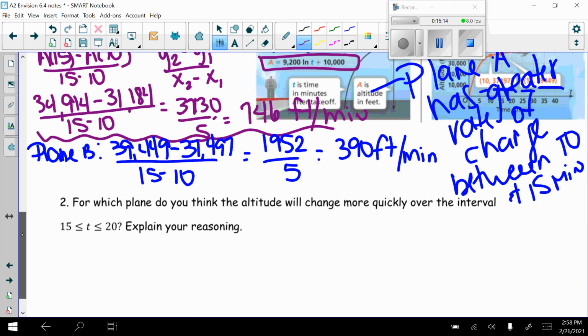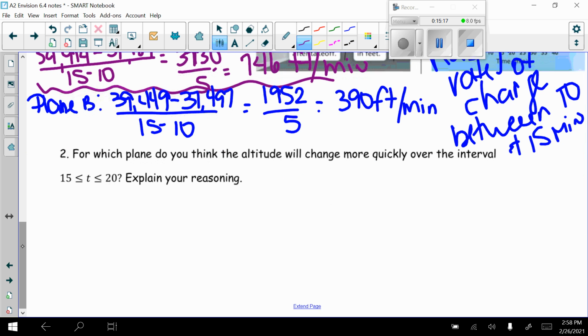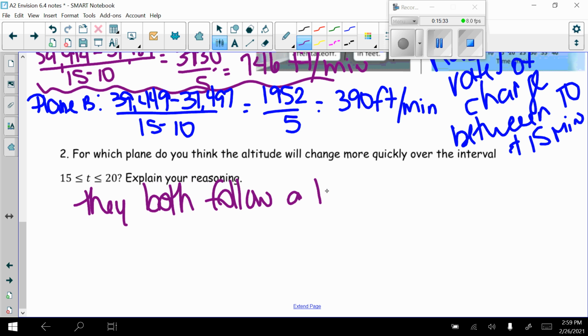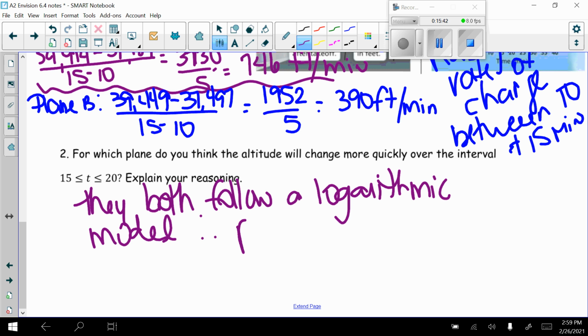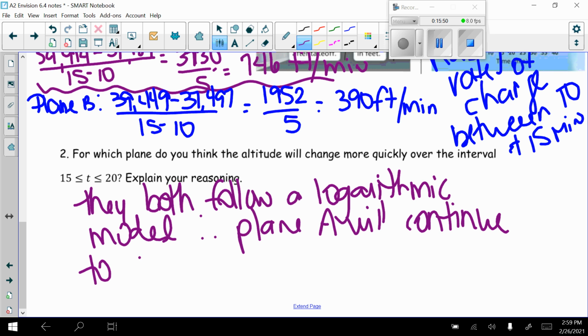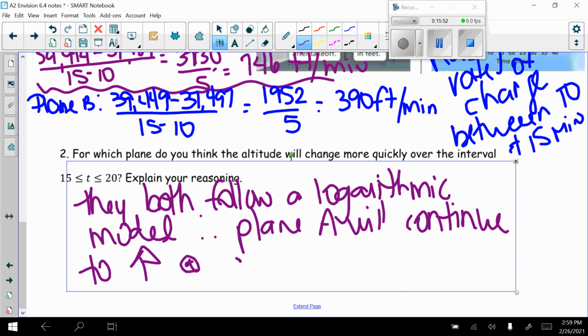Number 2, it says, for which plane do you think the altitude will change more quickly over the interval 15 to 20? And explain your reasoning. These were both logarithmic functions, right? So they both follow a logarithmic model. Therefore, plane A will continue to increase at a greater rate.